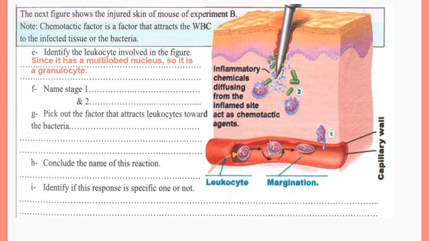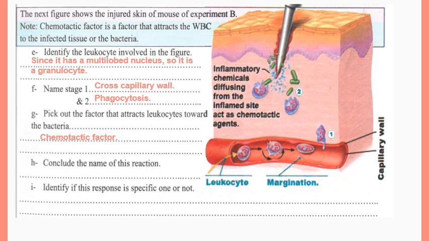Name stage A. Look at stage A. What is stage A here? It crossed the capillary wall, and look at stage B, 2. It is phagocytosis, as you see. Pick out the factor that attracts leukocytes toward the bacteria. The chemotactic factor that is mentioned in the above text.